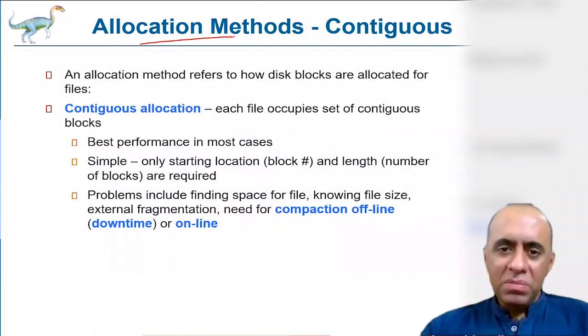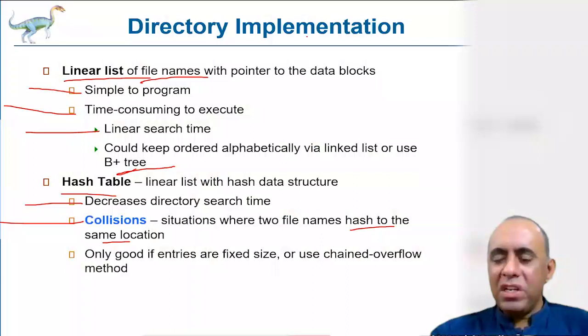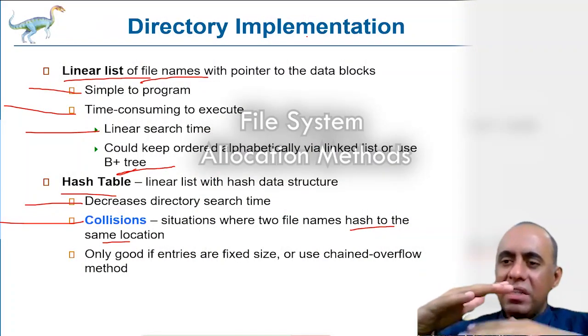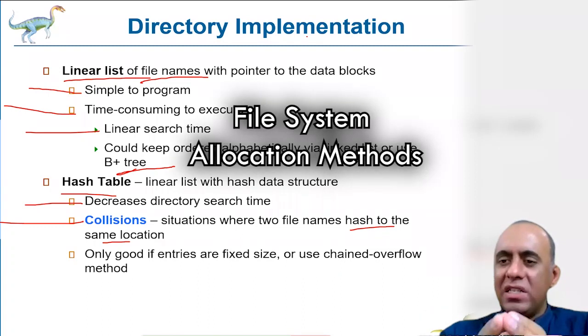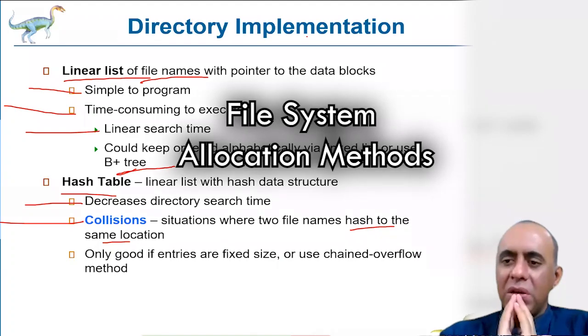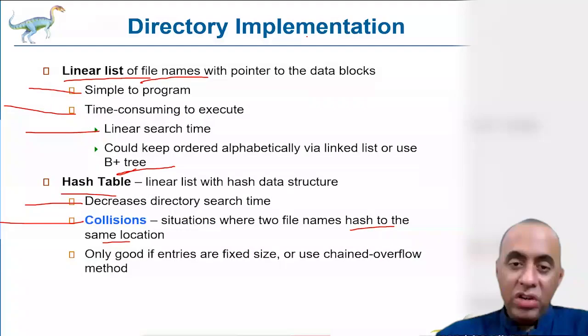Then there are allocation methods. So this is the second level. The first level was directly implementation, where it is a higher level, telling the operating system how many groups of files are grouped under this directory. But the second level is allocation methods.